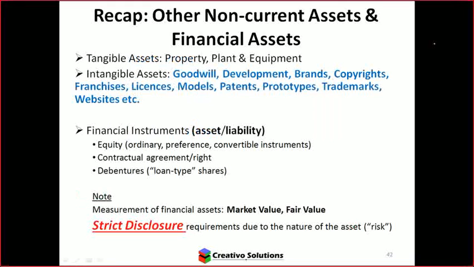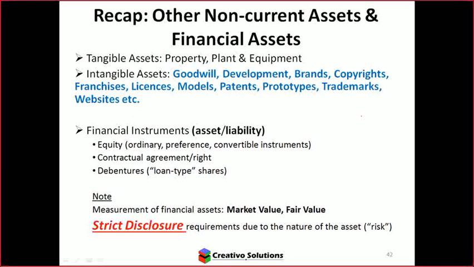Good. Okay, then we've got a note about tangibles and intangibles. Tangible assets, we have property, plant, and equipment. They're tangible. Tangible meaning they're fixed physical assets that you can touch. Intangible means they're not fixed or physical assets. They're things like goodwill, development. And you cannot see them. Yes, things that you can't see, things that you can't touch, those are intangible. Brands, copyright, franchises, licenses, models, patents, prototypes. There's such a lot. Websites, trademarks. But do those have value?